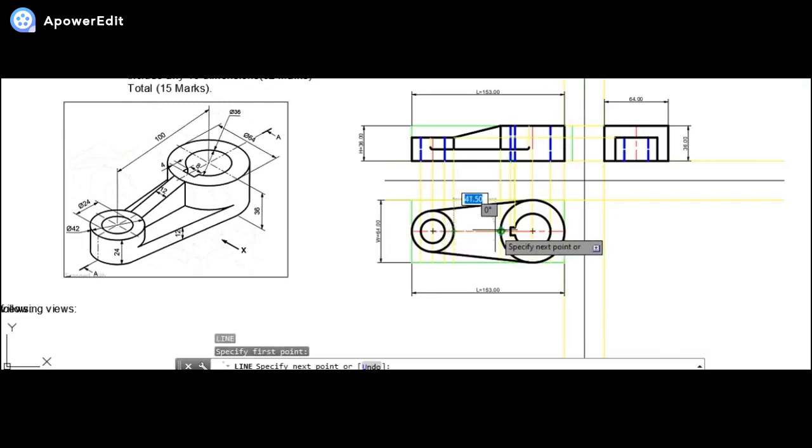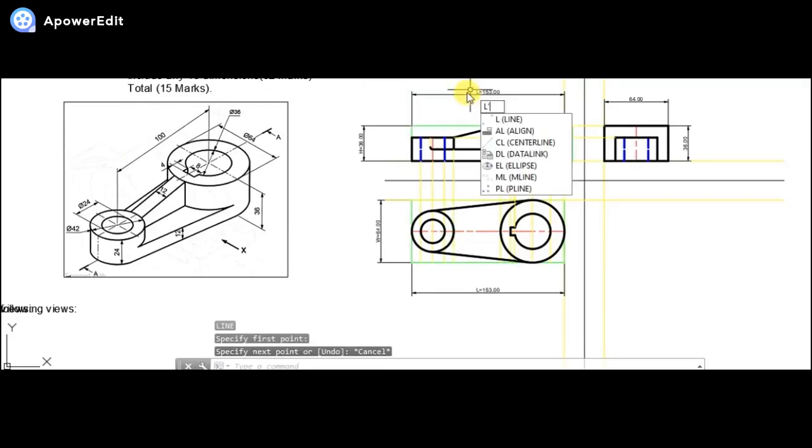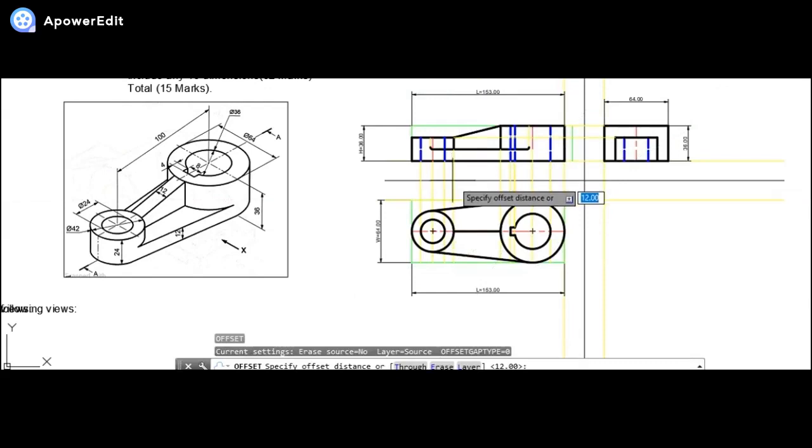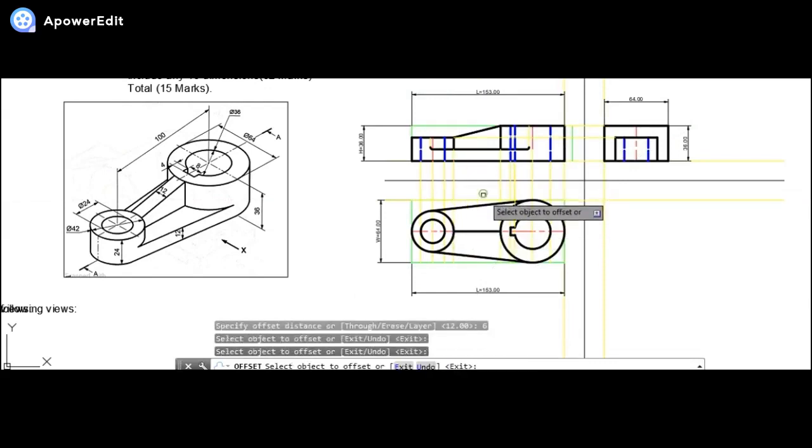So this is the one rib that we can draw like this. Okay, and on both sides this rib will be coming by 6 mm. Now from here 6 and over here 6.